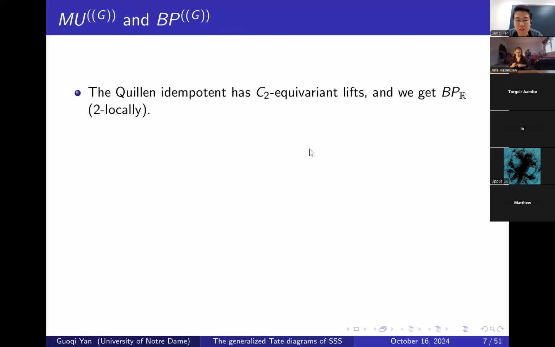Now, starting from MU_R, we can lift the Quillen idempotent to a C2 equivariant map, and as classically, we can take the colimit along the Quillen idempotent and get a summand called BP_R, the real Brown-Peterson spectrum.